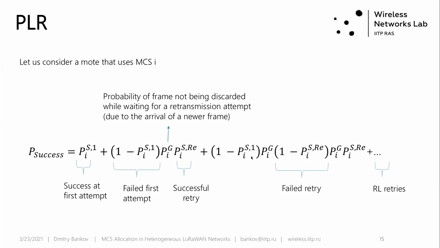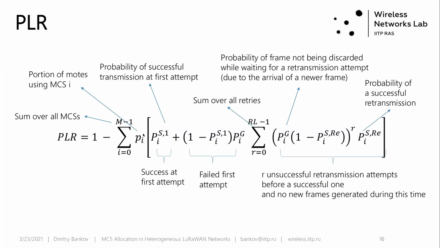Or it makes an unsuccessful transmission attempt from the first time and from the second time, but the third time it makes a successful retransmission attempt, and so on. It can make up to retry limit retries. If we consider the network in general, I mean, not only one mode which uses MCS i, but all possible modes from the network, we have to use this probability of successful frame delivery and combine it given the portions of modes which use different MCSs.